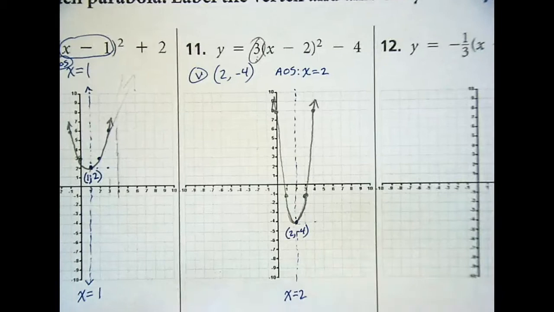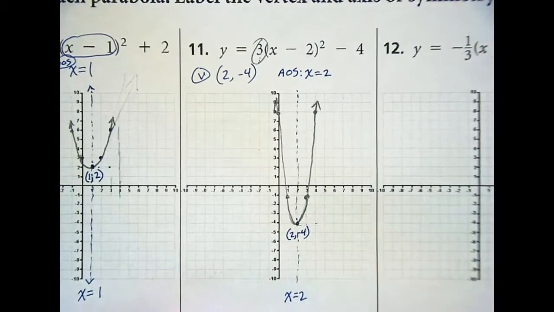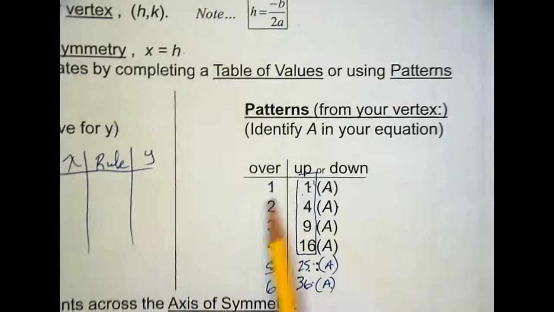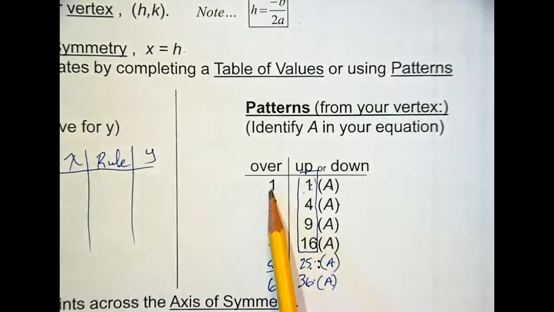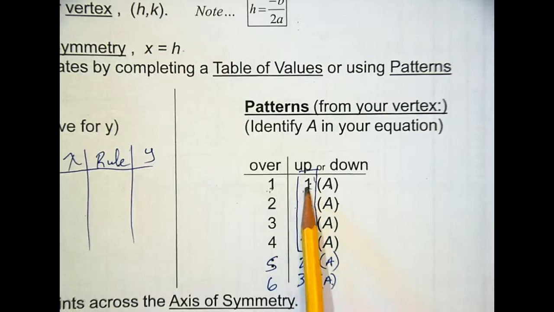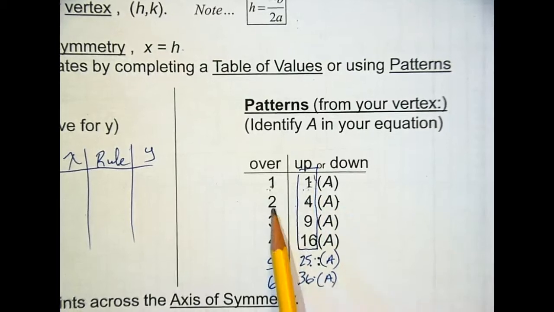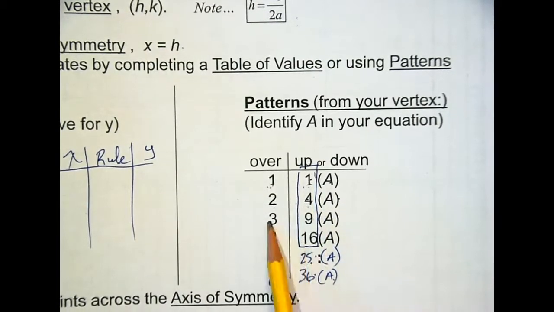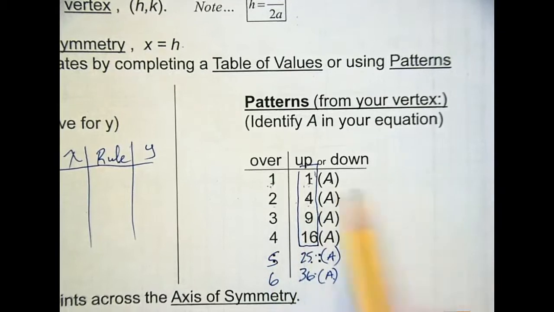Cassie? Okay, so for the pattern thing, how did you get that? Remember, the pattern you're doing is from your vertex, you're going over that much and up the square of that number. So over 1 up 1 squared, which is 1. Over 2 up 2 squared, which is 4. Over 3 up 3 squared, which is 9. However, if there's an A value, you've got to multiply it by that A value.